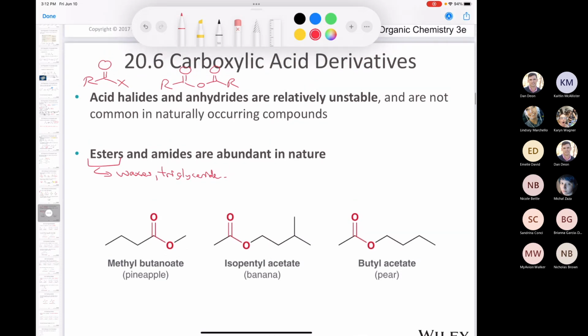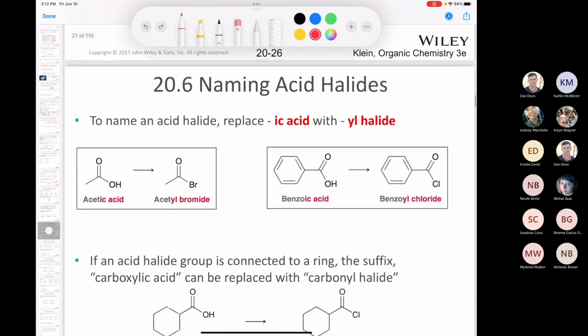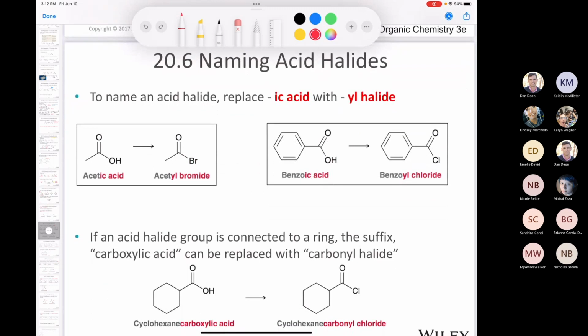Anyhow, if you're wondering about these names like isopentyl acetate, methyl butanoate, where do those come from? We're going to get into that, but first, let's talk about how to name an acid halide. So, take a deep breath. Let's do it. Okay, here's what we do.